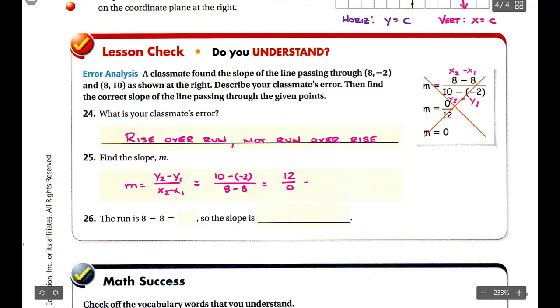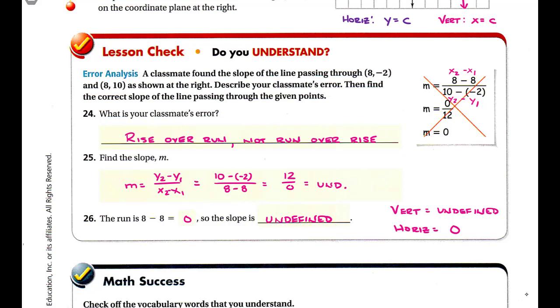12 over 0 is undefined because we're dividing by 0. So anytime you have the denominator go to 0, your slope is undefined. And that results in a vertical line. Vertical lines have undefined slope. And horizontal lines have 0 slope. So anytime you come up with a line that has a slope of 0, it's horizontal. Anytime your slope is undefined, you have a vertical line.